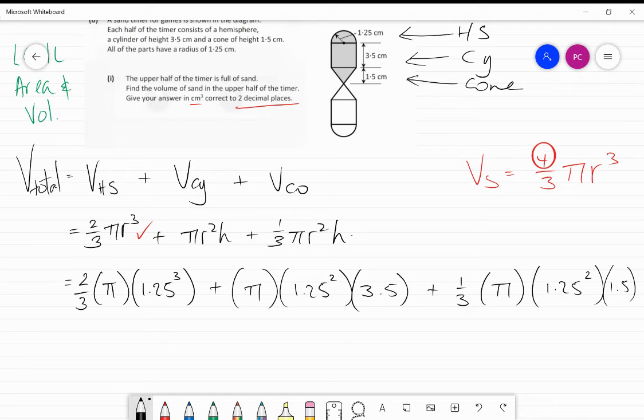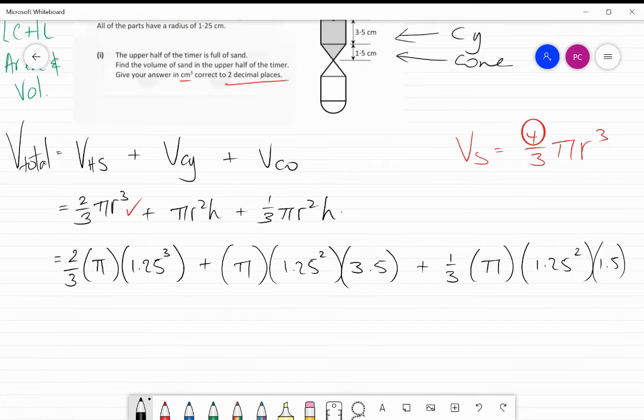The perpendicular height. Sometimes it might give you the slant height. You'll have to use a little bit of Pythagoras theorem in there. We'll stick all that into your calculator, and you should get 23.73 as an answer.